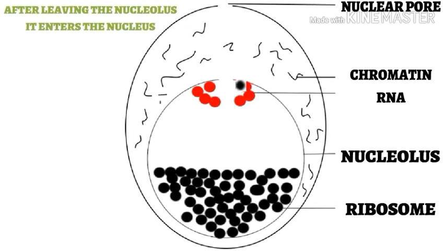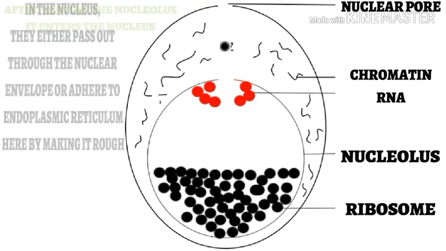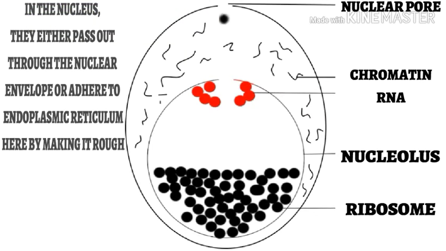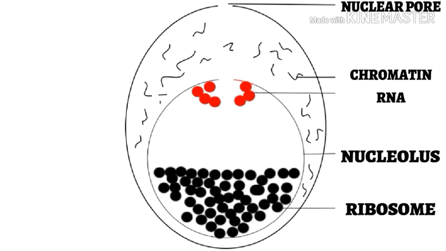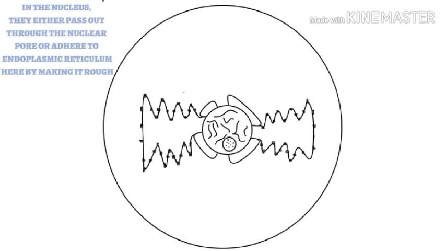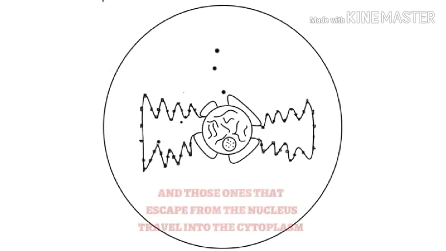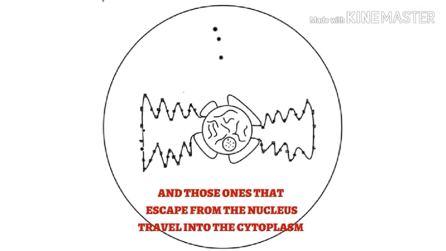After leaving the nucleolus, it enters into the nucleus. In the nucleus, they either pass out through the nuclear pore and go into the cytoplasm or adhere to endoplasmic reticulum, thereby making them rough, and those ones that escape from the nucleus travel into the cytoplasm.